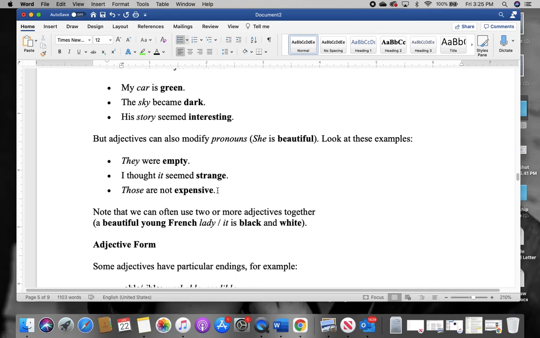And they're also used to modify pronouns. So the italicized words, "it" and "they," are all pronouns. So the "expensive" is referring to those. The "strange" is referring to "it." And when I say referring, I mean it's modifying. It is strange. They are empty, and those are expensive. So it's modifying "it," meaning it's giving it more information.